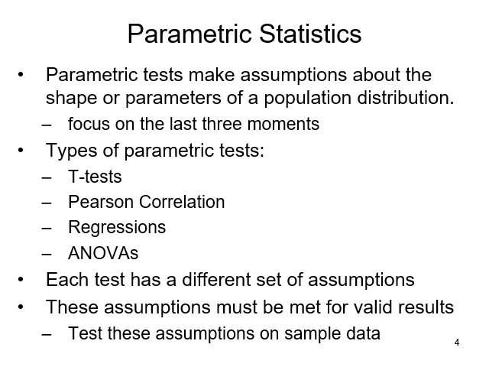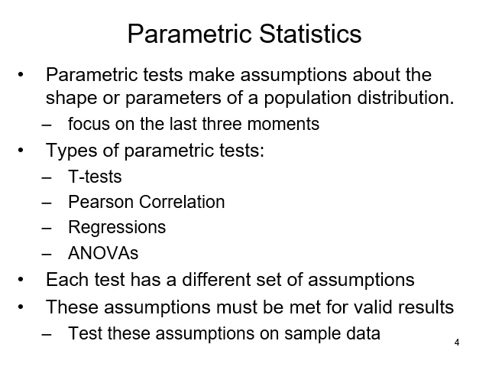So parametric statistics make some assumptions about the shape of parameters or the population distribution. It focuses on the last three moments. It's focusing on the variance, it's focusing on the skewness, and it's focusing on the kurtosis. Types of parametric statistics include t-tests, Pearson correlations, regressions, ANOVAs. In fact, most of the statistical techniques we're going to use.